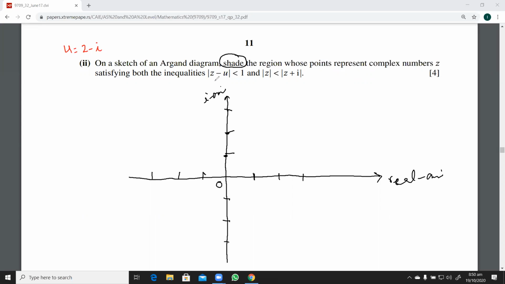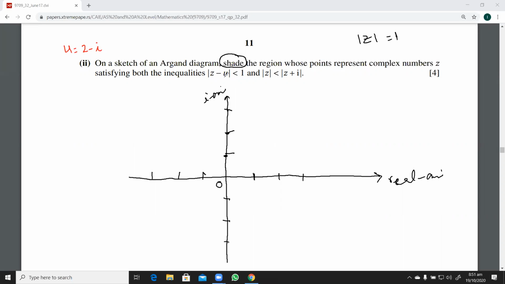Now this is the modulus of z minus u. Remember, if it just says the modulus of z, let's say, is equal to 1, what would this mean to you? That would mean a circle. Whenever you say circle, you must mention two things: its center and its radius. What is the center when it's just the modulus of z? Origin. That is always the origin.